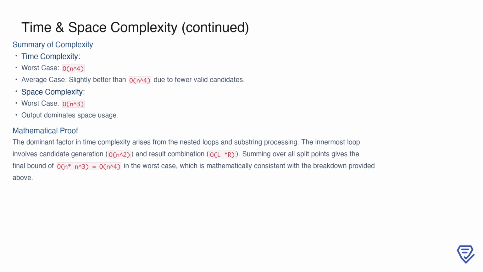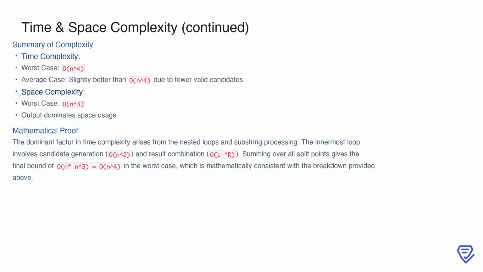In the average case, the time complexity is slightly better than O(n^4), because fewer valid candidates are typically generated. For space complexity, the dominant factor is the storage required for the output, which leads to a worst-case bound of O(n^3). Temporary storage and the absence of a recursive call stack contribute minimally compared to the output size.